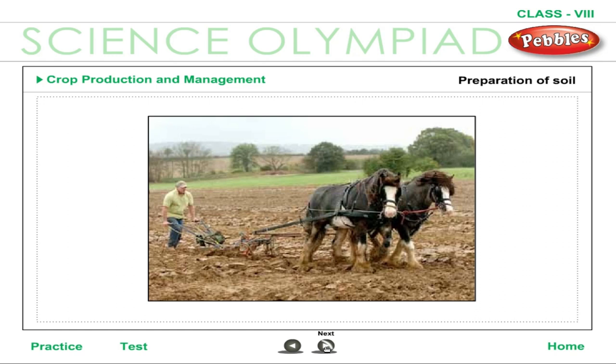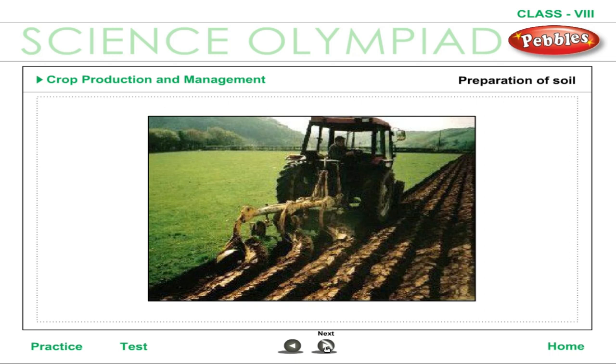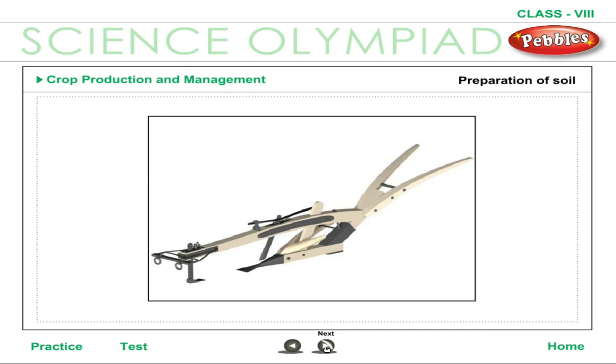Ploughing. Soil is tilled with the help of tools called ploughs. Ploughs and other tools needed for large-scale production of crops are called agricultural implements. Ploughs are either drawn by bullocks or driven by tractors. The two main types of ploughs employed for tilling are wooden ploughs and iron ploughs.